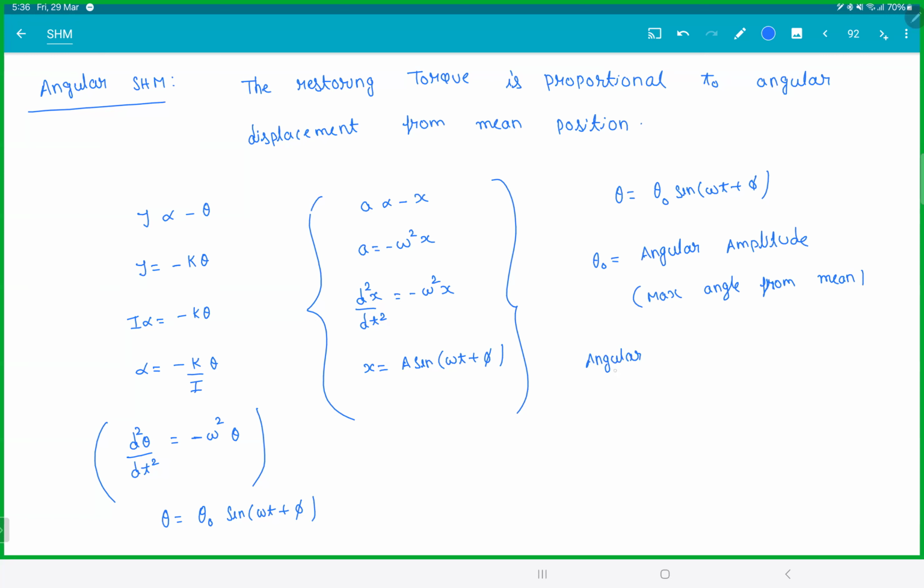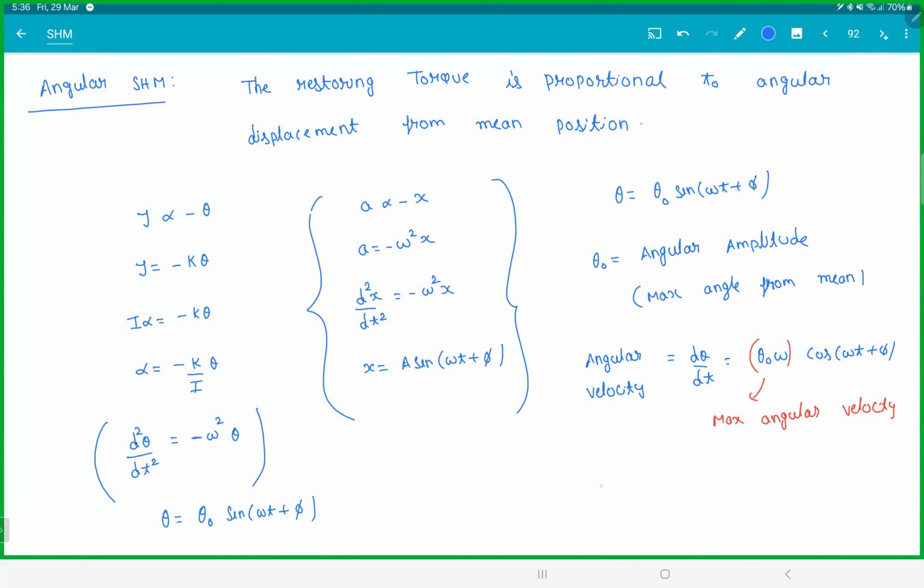If I differentiate this, we end up with angular velocity. I won't write omega because we're already using omega inside, which is d theta by dt. That becomes theta naught omega cos omega t plus phi. So this term here is your maximum angular velocity. That is the only issue with this thing. The symbols are messed up. If I write omega is theta naught omega, it gets confusing.